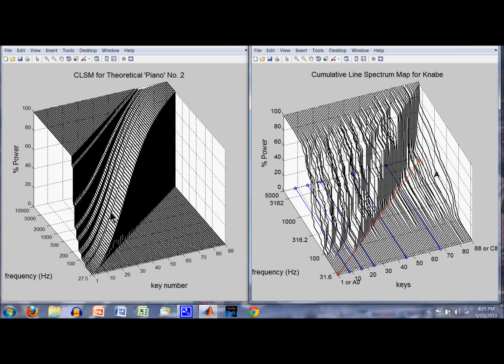Okay. There's the Canavi. Okay, that compares the 2 pianos.